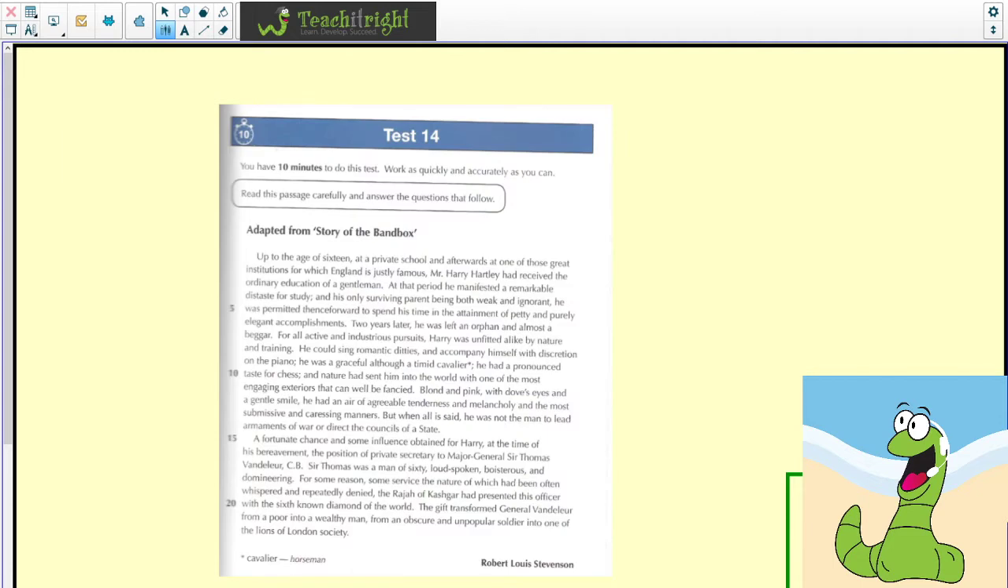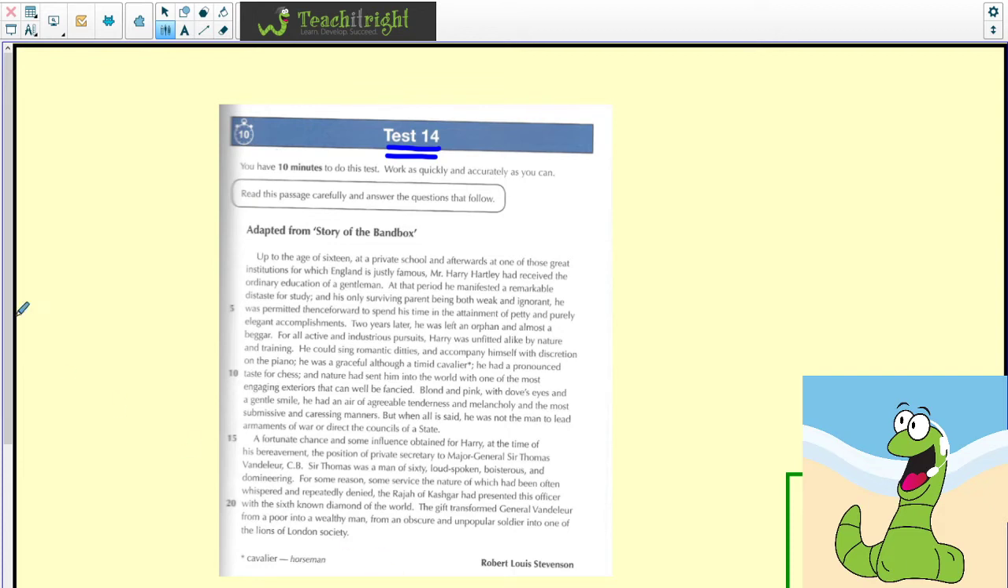So the first test that we're going to look at is actually test 14, and it's adapted from the story of The Bandbox, and it's a Robert Louis Stevenson text. So hopefully you were able to read down through that passage. It's quite a short little extract, but some quite challenging words. You've got melancholy there, I can see, meaning sadness. So there's quite a lot of new words that you might have needed to look up. Hopefully you read it all down through, and then we can have a look at the questions.